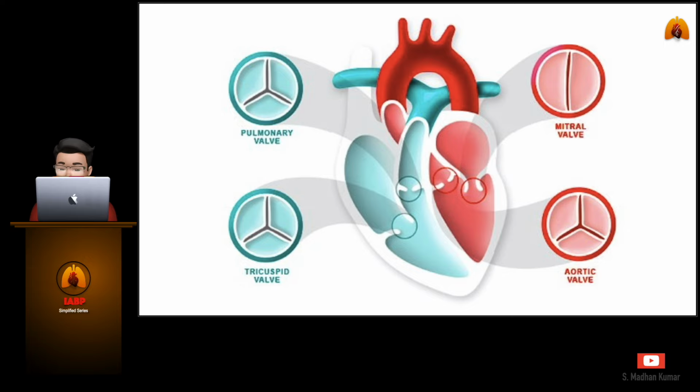Two other valves lie between the ventricles and the major arteries. These semilunar valves include the aortic valve between the left ventricle and the aorta, and the pulmonary valve, which is located between the right ventricle and the pulmonary artery. All of the heart valves open and close in response to changes in pressure within the heart and the aorta.